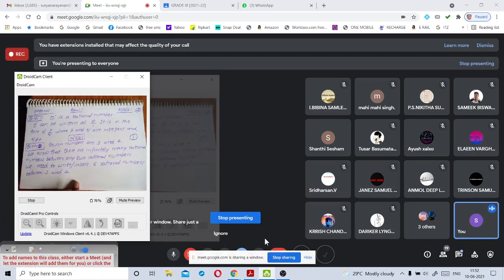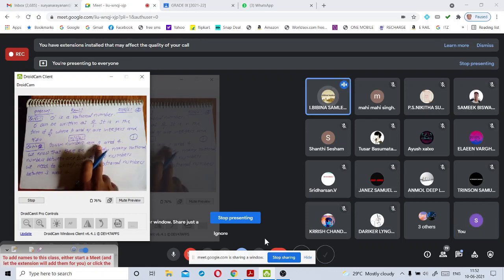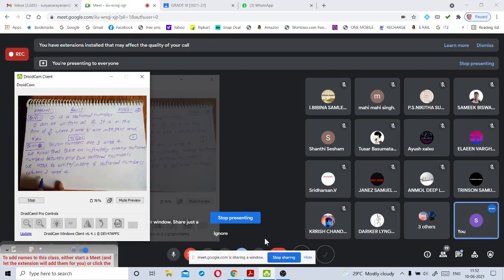So we have to insert, we have to write 6 rational numbers between 3 and 4. Okay, my dear children. First of all, let us write these two numbers in the form of p by q. How do you write this number 3 in the form of p by q? Can you tell me, Darikar? Sir, 3 by 1. Yes, very good.